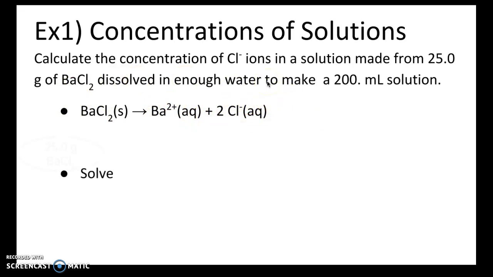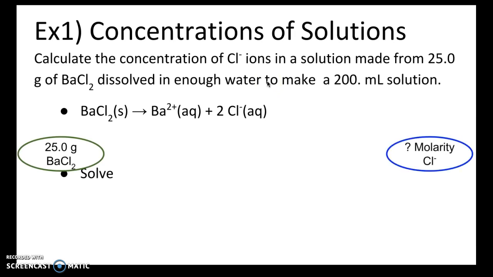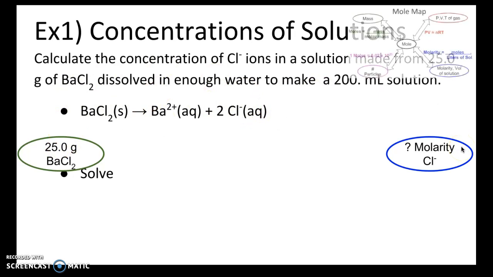Then I'm going to solve it. But before I do that, I should map out my plan. I'm starting with 25 grams of barium chloride, and I want to get to the molarity or the concentration of chloride. Since I'm going from barium chloride to chloride, which are two different things, I know this is going to be a stoichiometry problem. I know I'm going to need molar ratios, and that's what my balanced chemical equation is going to help me with. And because I'm going from grams to molarity, not from moles to moles, I know the mole map will also be helpful. So I have that up in the top corner here.